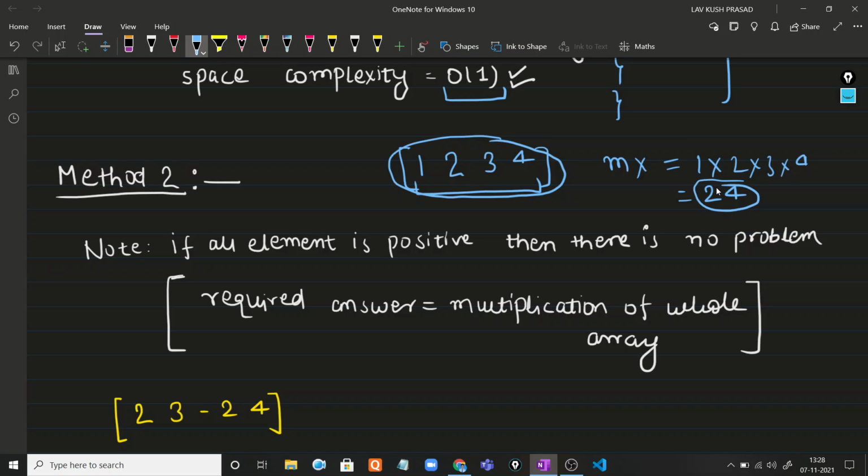The problem occurs when we have a negative number. Like if -3 is negative, then we can't multiply in this way. If you multiply in this way, our max is equal to -24, which is not good, right? If you take another subarray like only 4, 4 is still greater than -24, right? The problem comes when we have a negative number, right?